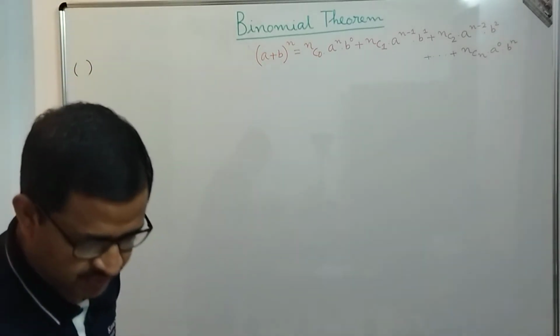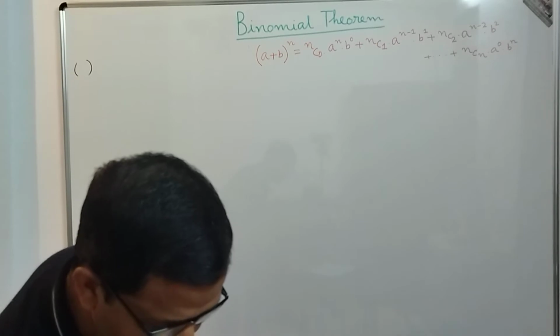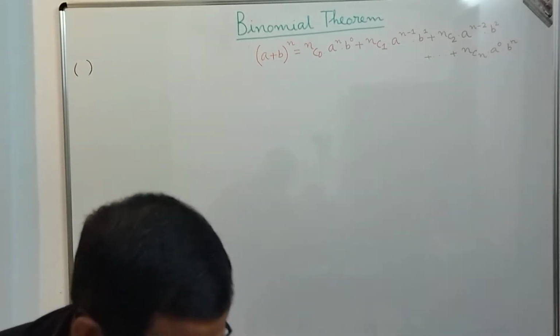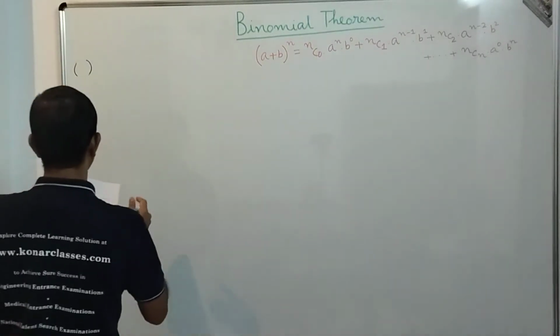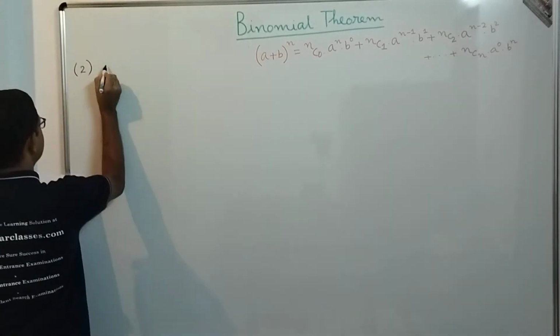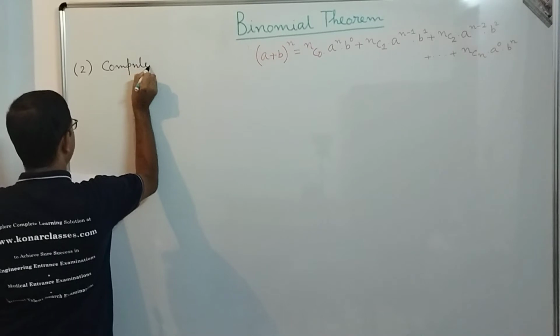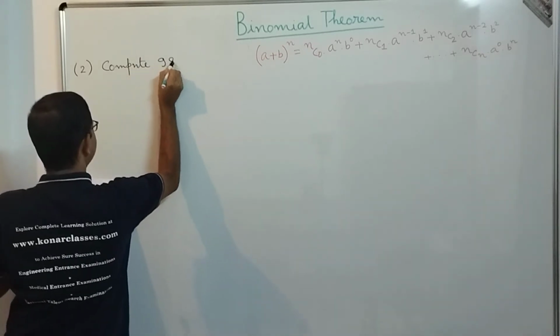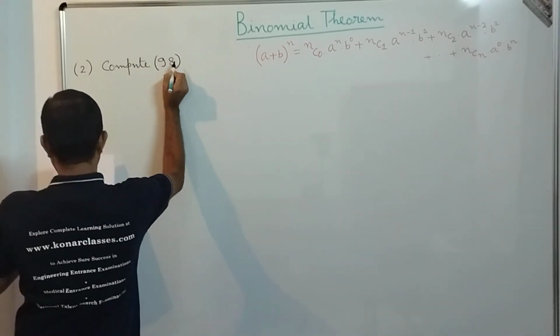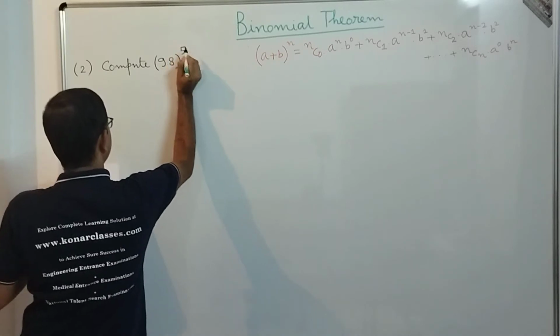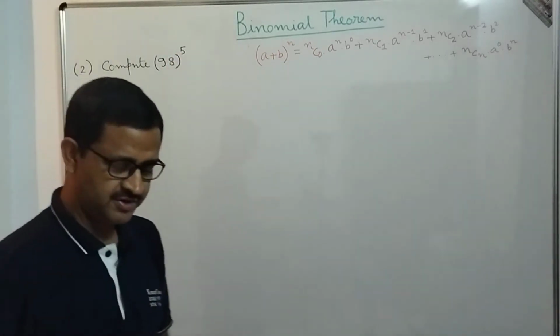The question number 2 here is, let me write the question from my notebook: compute 98 to the power 5. How to perform this one, dear students?